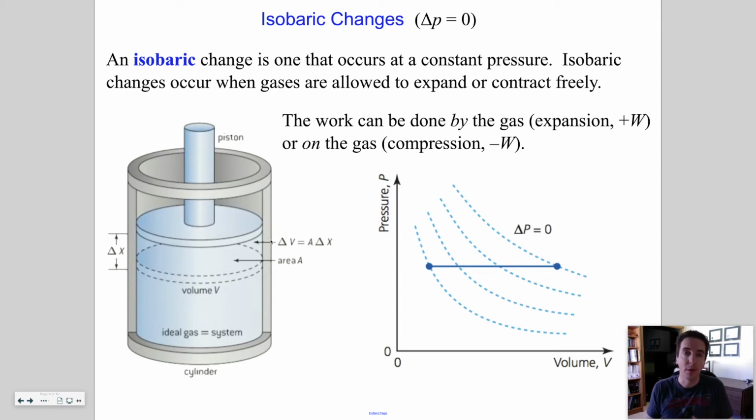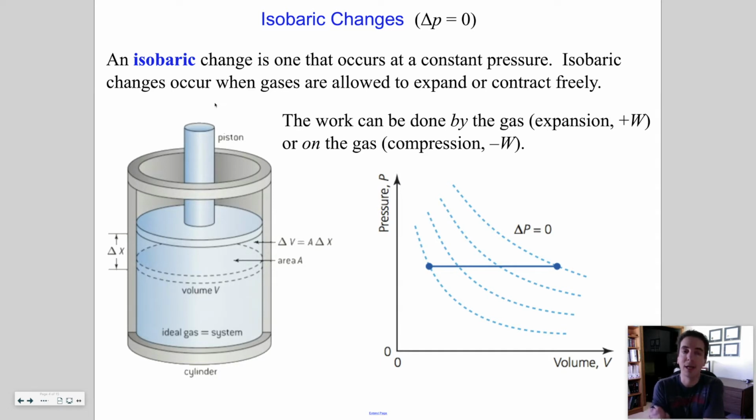First type will be called isobaric, and if you remember from the news, if you're listening to the weather, they talk about the barometric pressure, and you use a barometer to measure pressure. So if it's isobaric, it means constant pressure. The pressure of a gas remains the same. So an isobaric change is one in which you've got a constant pressure.